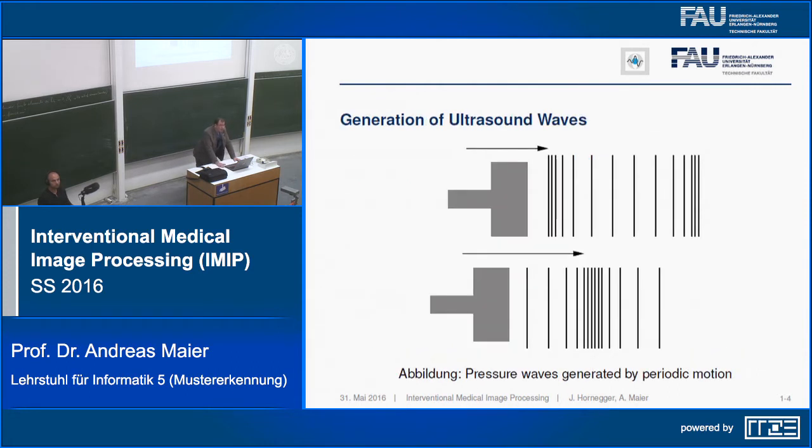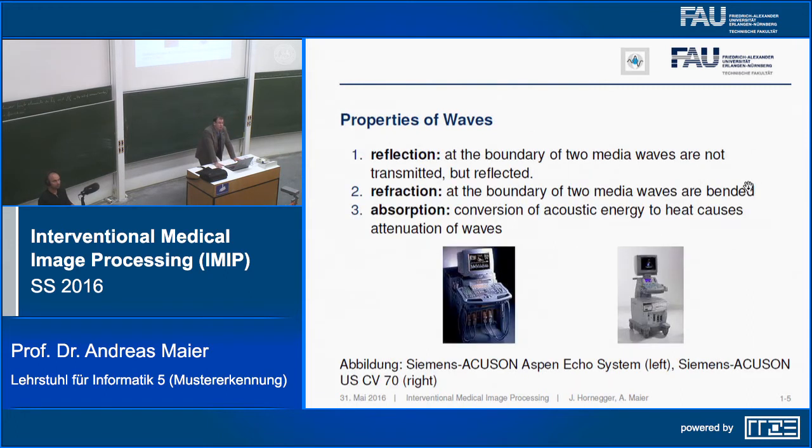Very well. So what we are actually interested in is propagation of waves and measurement of reflectance. In order to do that, we are generating pressure waves, and they are generated by periodic motion. And this way, we are able to send out waves into a medium. There's a couple of things that happen with those waves. First of all, they can be reflected. If the boundary between two media is in a certain condition, you will realize that the wave will be reflected and will not be transmitted.